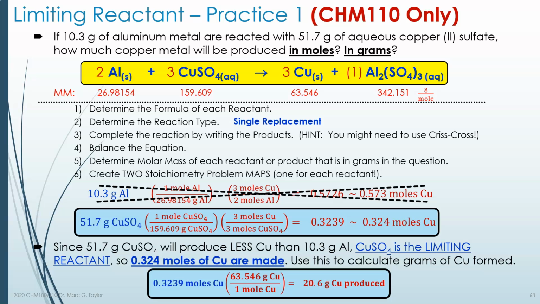Now, you could have done this by doing it all the way out to grams twice and say which one's the lesser grams, but that's a lot of extra work. You don't need to do that. Since you're asked for moles first, compare the two moles values. Whichever one's the lesser moles, remember, it's still copper. Moles of copper versus moles of copper. You can compare those, and you can tell which one is the limiting reactant. In this case, the limiting reactant is copper sulfate, and the excess reactant is aluminum metal.